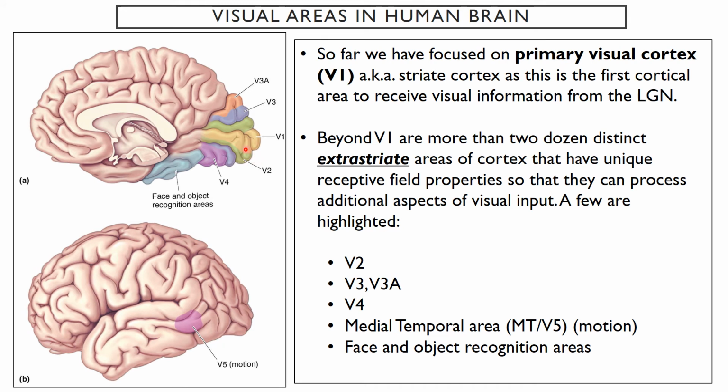As we go up the visual field, we start to hit other visual areas. So V2 receives a ton of input from V1, and V2 will project to V3 and V3A, but also V3 receives input from visual area 1. Then we have V4, and then there are additional areas. One is called MT, also known as V5, which is really critical for motion. And then we have other areas that are involved with face and object recognition. Okay.